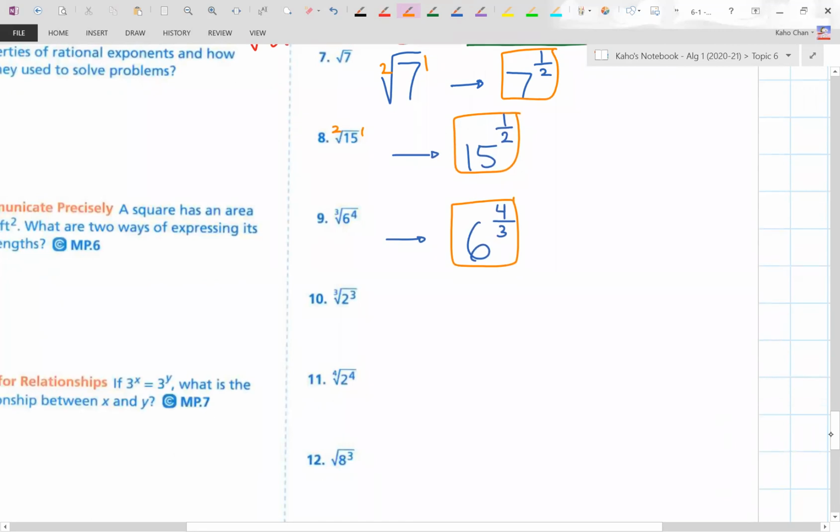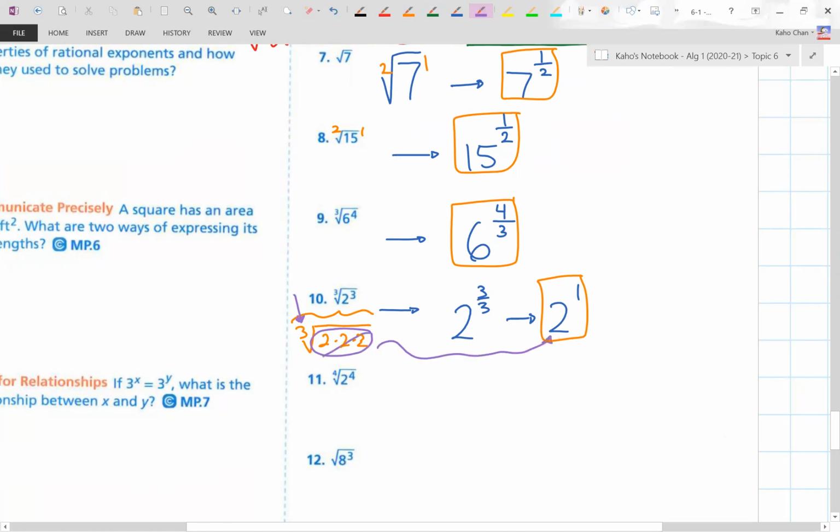Number 10 is kind of weird. The power and the index are the same. Literally 2 to the 3 over 3 power. Now, don't leave it like that. 3 over 3 reduces to 1 over 1. It's just 2. If you think about it, this is the cube root of 2 times 2 times 2, and that index 3 tells you that you need triples to come out. That literally comes out as a single 2. And there's your answer.